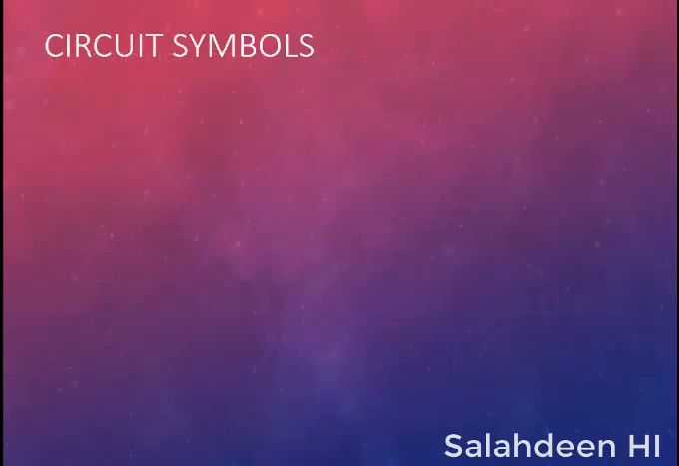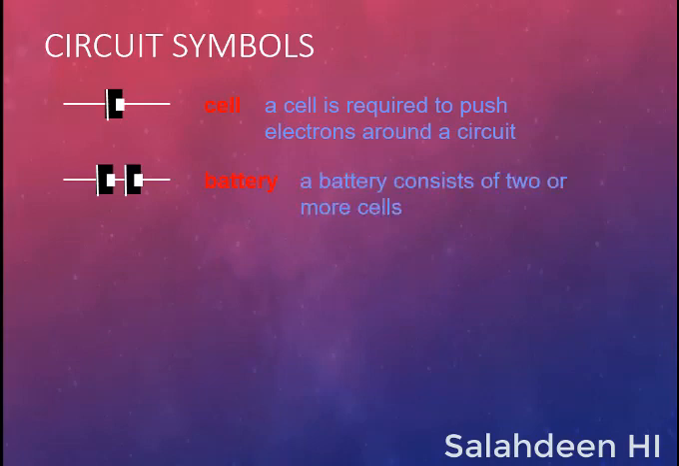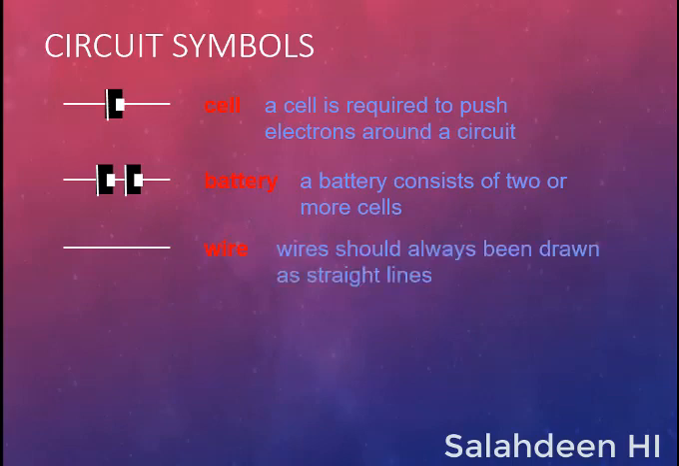Electric circuit symbols. This is the symbol for a cell. The cell is required to push electrons around the circuit. This is the symbol for a battery. A battery consists of 2 or more cells. This is the symbol for a wire. Wires should always be drawn as straight lines.